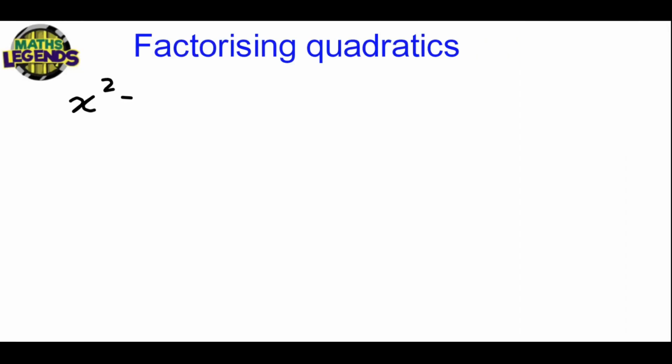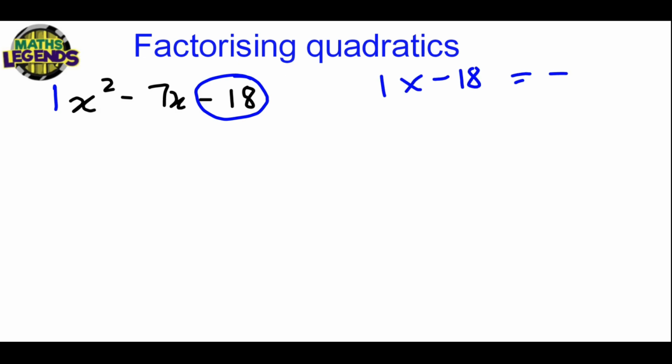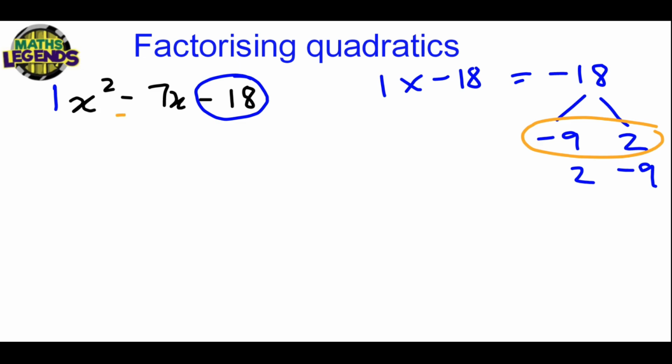x squared minus 7x minus 18. So the number in front of x squared this time is 1, and the number at the end is minus 18. So we have 1 times minus 18, which is minus 18, and then we list the factors. The factor pairs of minus 18 include minus 9 and 2. In fact, we can stop early on, because we found the pair that adds up to minus 7. So we can rewrite this as x squared minus 9x plus 2x minus 18.